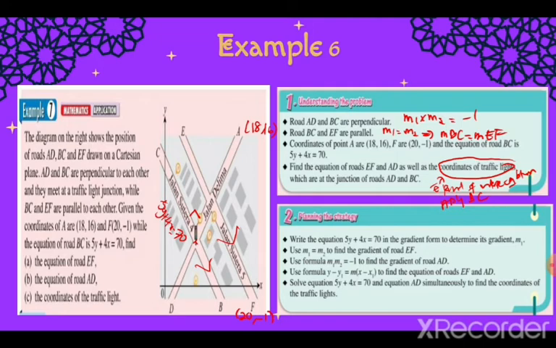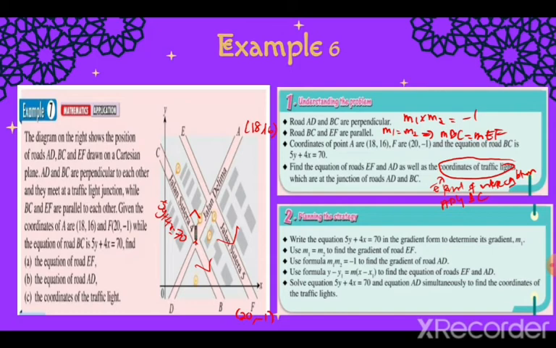Then use the formula M1 times M2 equals negative 1 to find the gradient of road AD. Why? Because AD is perpendicular to BC. So again, if you have BC, you can also have the gradient of AD, but you need to apply M1 times M2 equals negative 1. Next, use the formula y minus y1 equals m times x minus x1 to find the equation of roads EF and AD. Of course, we are talking about the equation of a straight line.